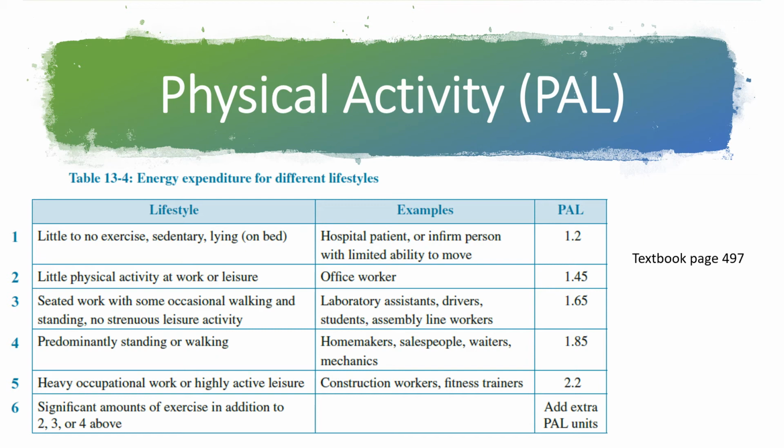Lifestyle level 4 is predominantly standing or walking. So they're people like homemakers, salespersons, waiters, mechanics, and their PAL factor is 1.85. Lifestyle level 5 is heavy occupational work or highly active leisure. So they're construction workers, fitness trainers, those people that are really active in their job, and their PAL factor is 2.2. Level 6 is significant amounts of exercise in addition to 2, 3 or 4. So you just add extra PAL units.